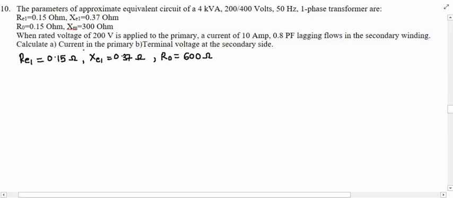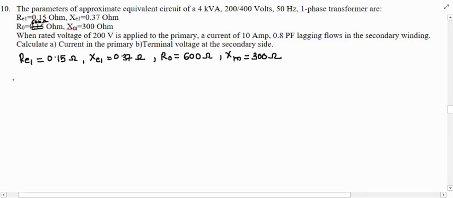So that resistance is 600 ohm. Please write down here 600 ohm. Then XM is nothing but which is taking into account your IM, so it is given as 300 ohm. Then when these are the parameters given and my rated voltage of 200 volt is applied to the primary, my secondary current, means 10 ampere is flowing in the secondary of the transformer at 0.8 pf lagging. Okay, we have to calculate the current in the primary.